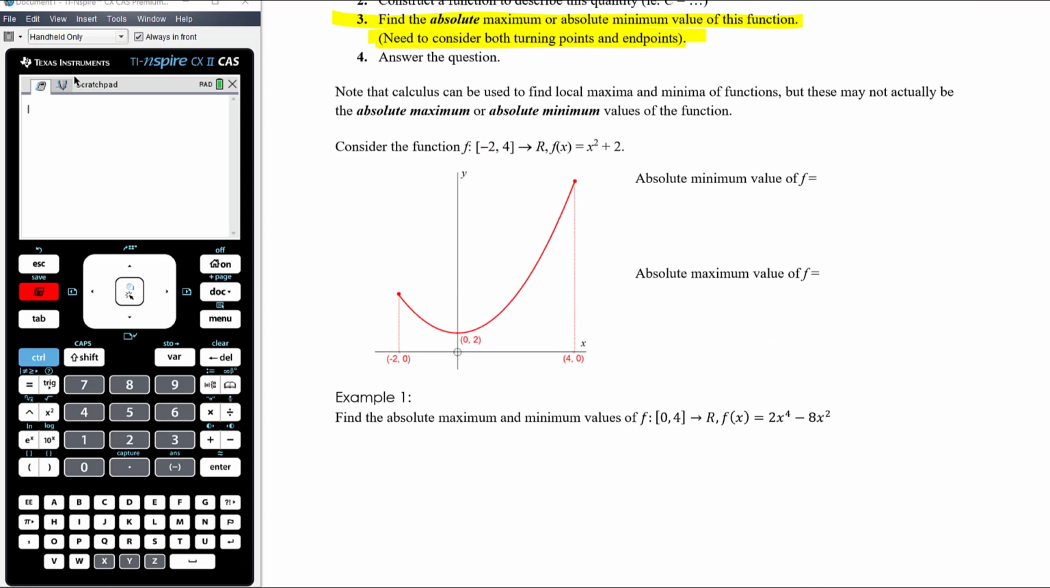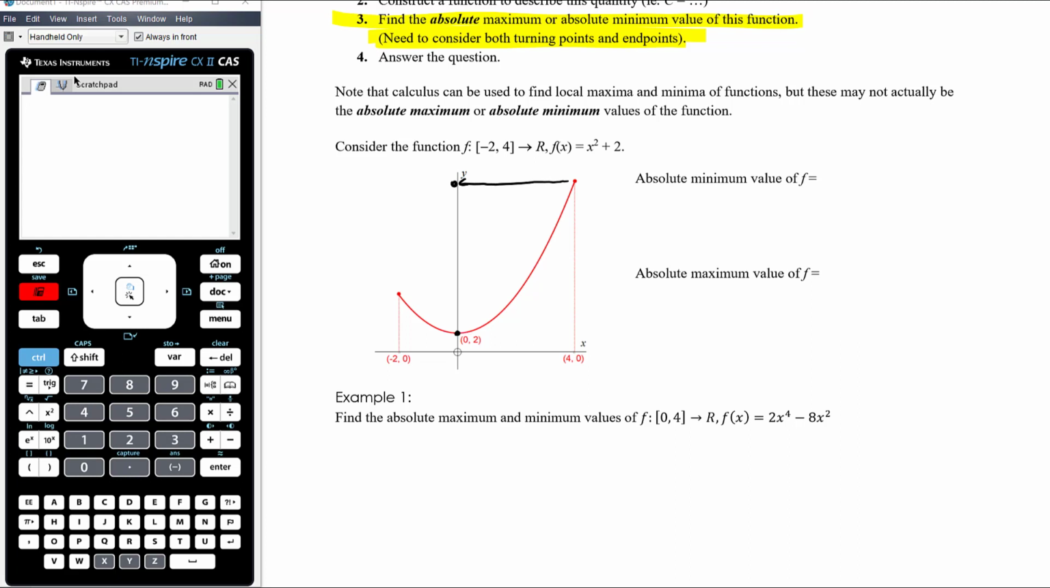Right, so let's have a think about this function then. It is a quadratic with equation x squared plus 2 over a restricted domain from -2 to 4. We want to find the absolute minimum value of f, we've got all the information we need in the graph, and the absolute maximum value of f. Okay, so the absolute minimum value of f clearly happens at the turning point. This is the lowest value of f. There's no lower y values, but the absolute maximum value of f doesn't happen at a turning point. It happens at an endpoint, and it happens at this particular endpoint.